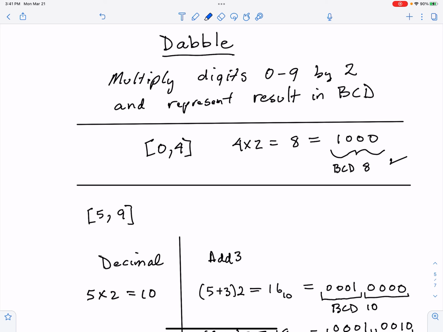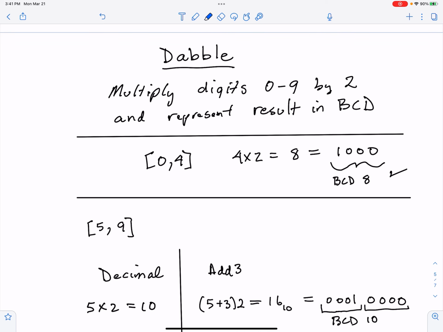Okay, next, I wanted to talk about the Dabble part of Double Dabble. The goal here is to make our results show up in BCD. Eventually we want to represent a binary number from the switches or some register, and be able to convert that to a BCD representation so that we can take that to the 7-segment decoders and end up showing what that result would be in decimal.